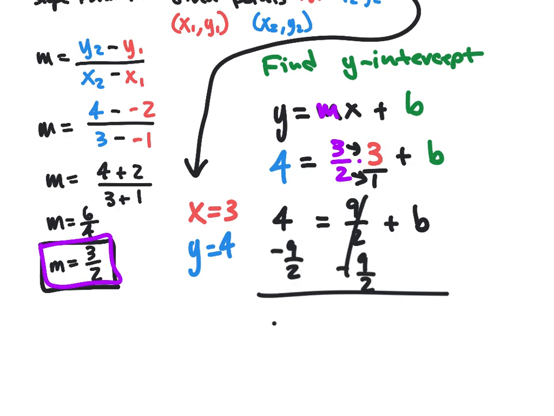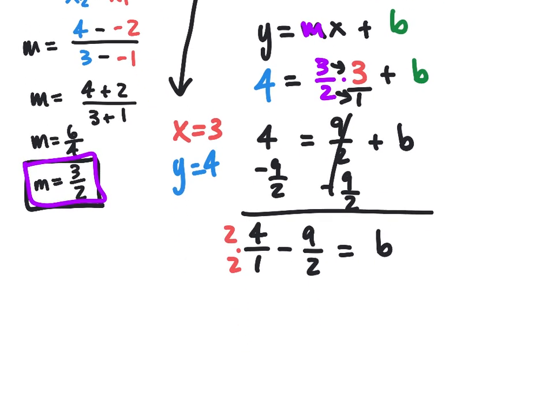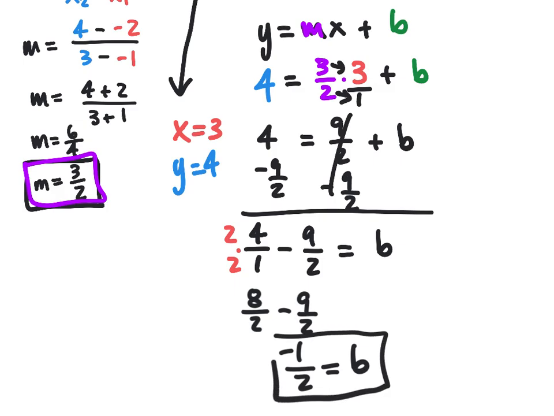Now, the problem is that I've got a fraction, 4 over 1 minus 9/2, and they don't have common denominators. But the common denominator between 1 and 2 is just going to be 2. So I'm going to multiply top and bottom by 2. So then we get 8 over 2 minus 9 over 2. And so we end up getting 8 minus 9, which gives us -1 over my common denominator of 2. And -1/2 is equal to b.